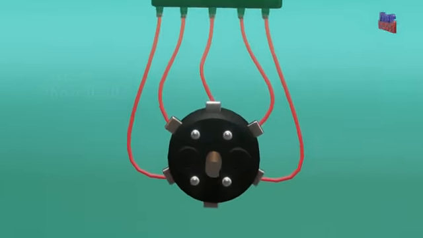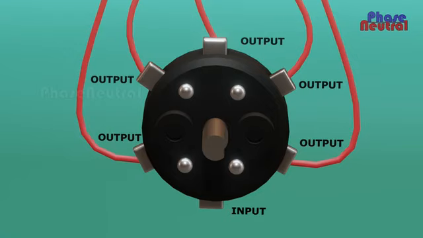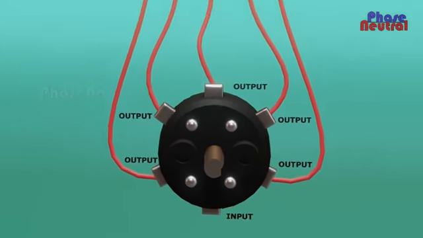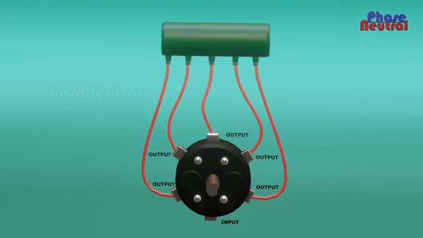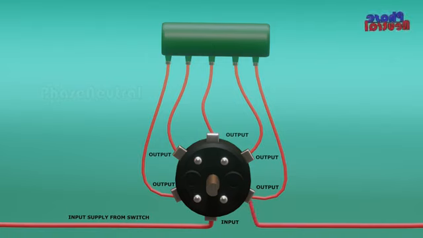The rotary switch has 6 terminals, 1 input and 5 outputs. Each output terminal of the rotating switch is connected to the resistor terminals. Incoming supply connects to the input terminal of the rotary switch. And the outgoing supply connects to the 5th terminal of the rotary switch.